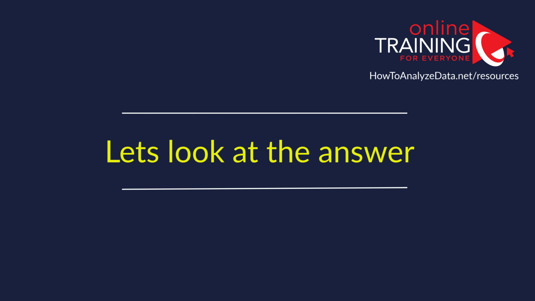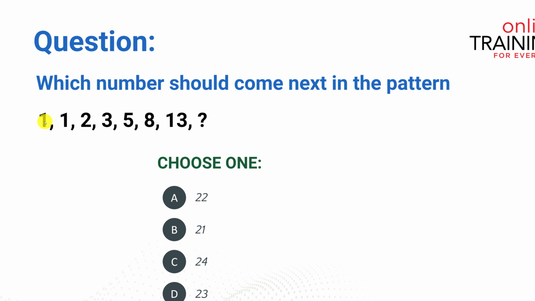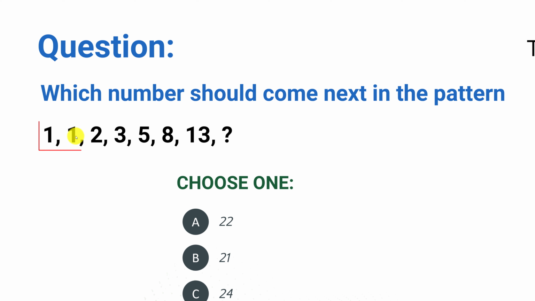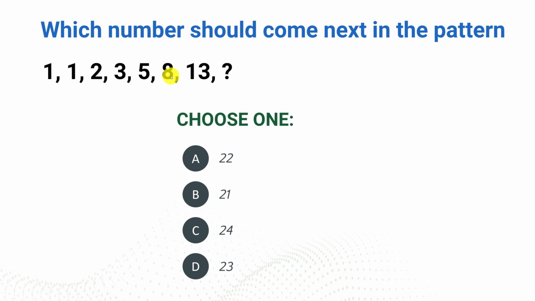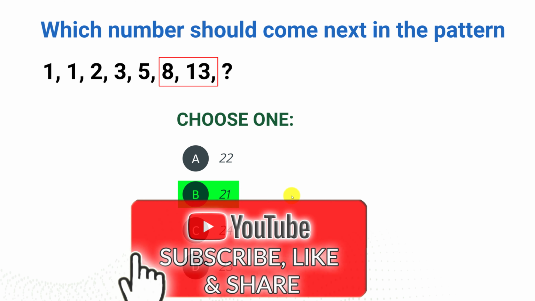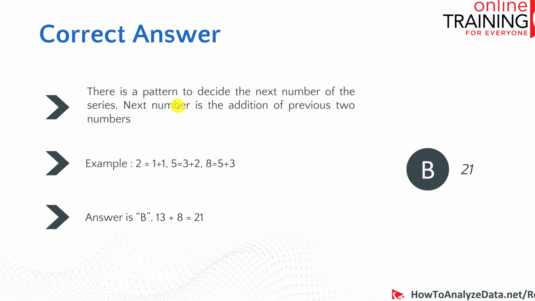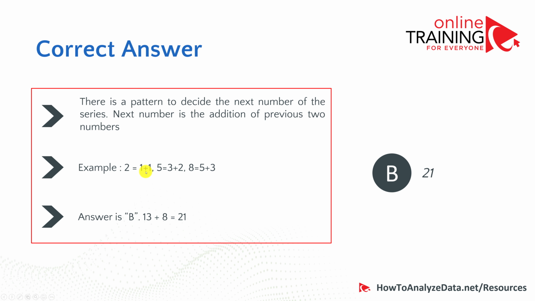Well, let's look. So we have 1, 1, and then 1 plus 1 equals 2, then 1 plus 2 equals 3, then we have 2 plus 3 equals 5, and then you can kind of keep going. So to calculate the next number, it's basically the sum of the previous two numbers. So 8 plus 13 is 21. So the right choice here is choice B, which is 21. And this is the explanation, that the pattern here is really the sum of previous two numbers. Hopefully you've got this one right.